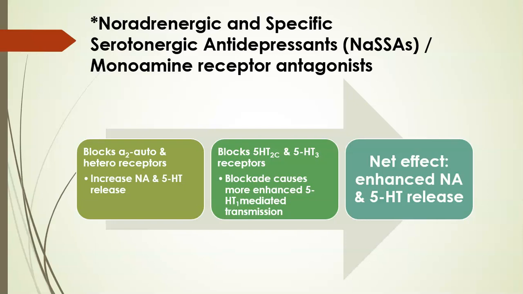And the blockade actually causes more enhanced 5-HT1 mediated transmission, which is what you want, right? It's not the 5-HT2C or 5-HT3, but you want an increase in 5-HT1. There are so many subtypes of serotonin receptors, and it is the 5-HT1 which has been linked to depression. So the net effect of these two is really an enhanced noradrenaline and serotonin release from the neurons.